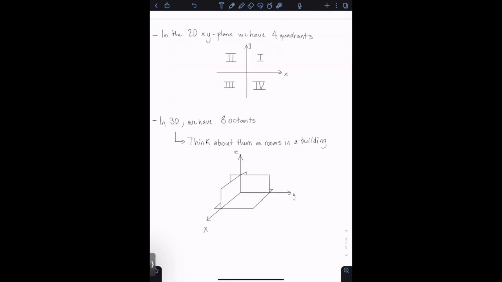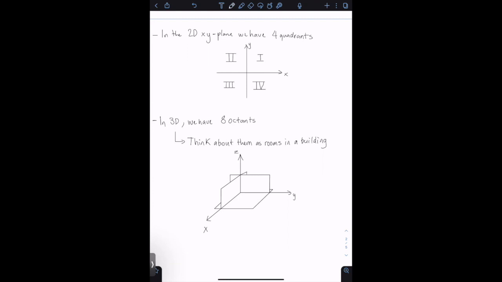So in 3D, we have 8 octants, and you can think about them as having 8 rooms in a building. The first octant would be this corner of the building right here, the first room in the building where X, Y, and Z are all positive. Different books always define the other octants differently, so I'm not going to specify which one is which in this case.